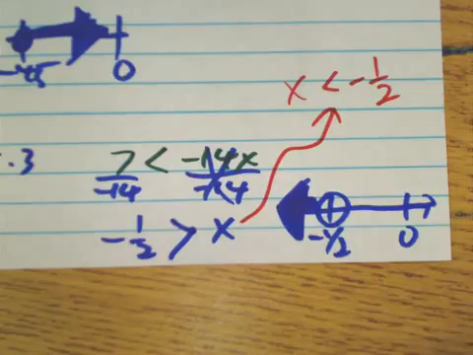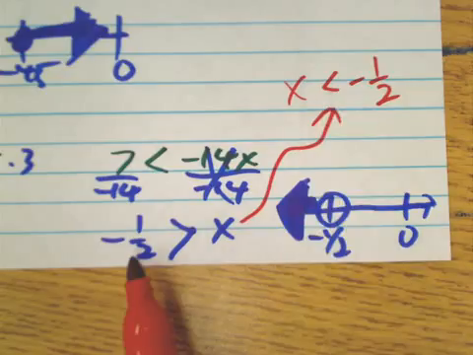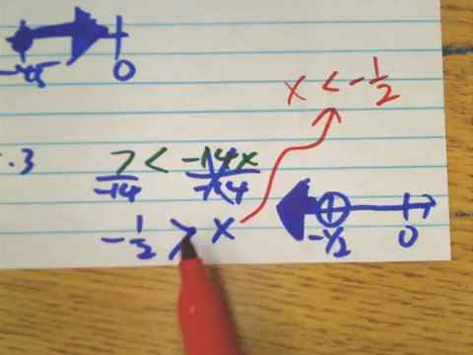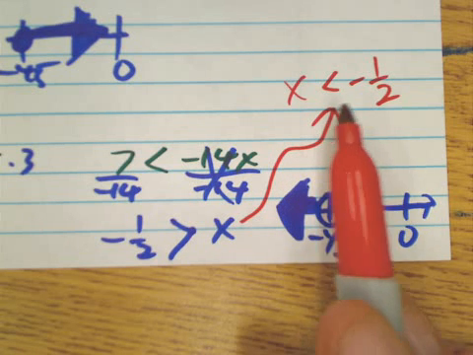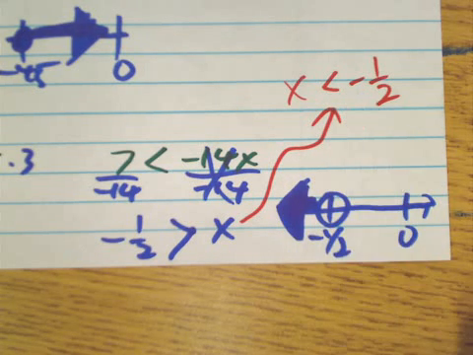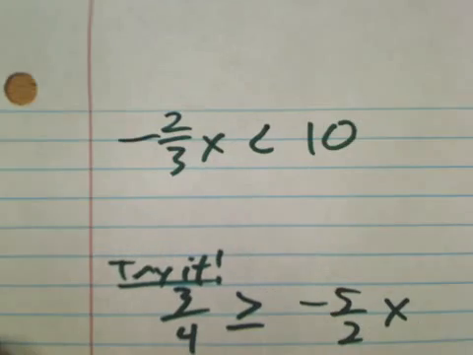Just be sure to actually switch the inequality as well, when you change the order around. So if negative 1/2 is greater than x, then x is less than, that looks like an L, less than negative 1/2. So that's what I got there. Hopefully you're good on that.